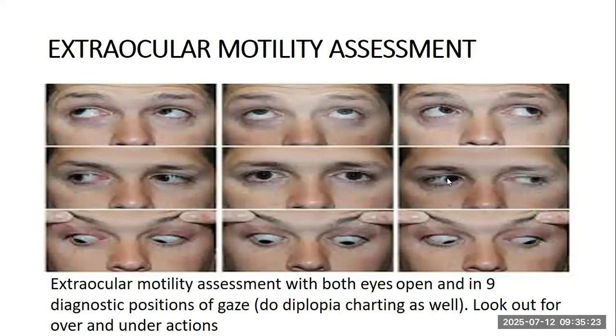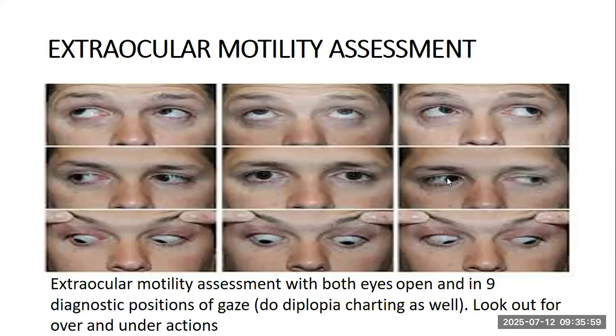All right. The extraocular motility is also assessed for this patient. It's done with both eyes open. The patient is looking in all the 9 diagnostic position or directions of gaze. You're looking straight ahead. At the same time, you're asking the patient, usually in older patients, if there's diplopia, you also have your diplopia charting done. You're also checking for overactions or underactions. These are oblique involvement in the strabismus.